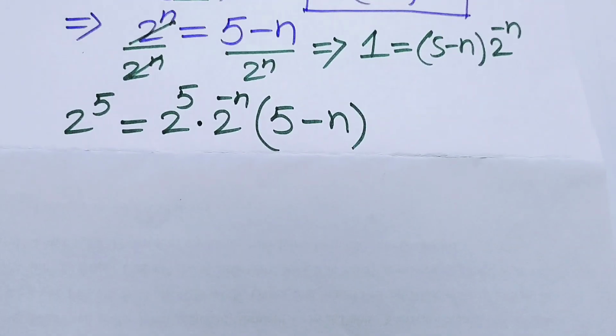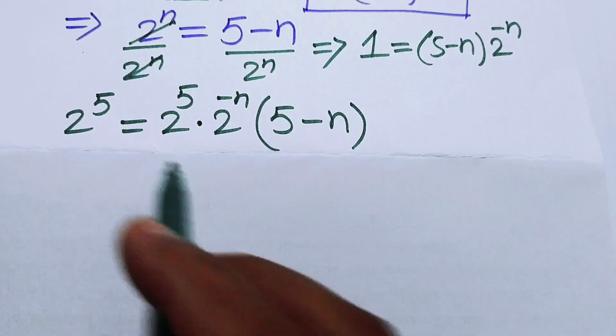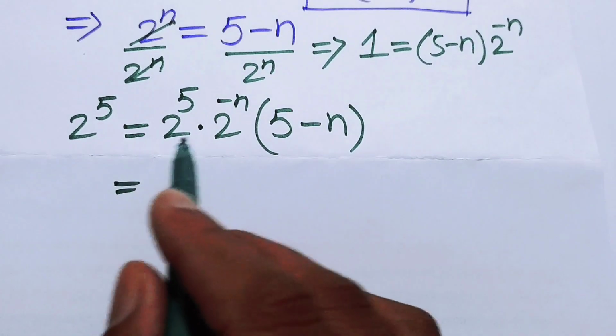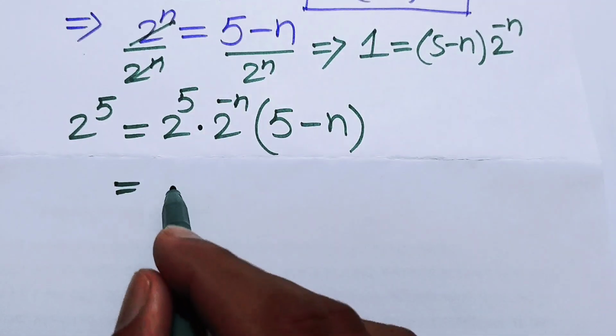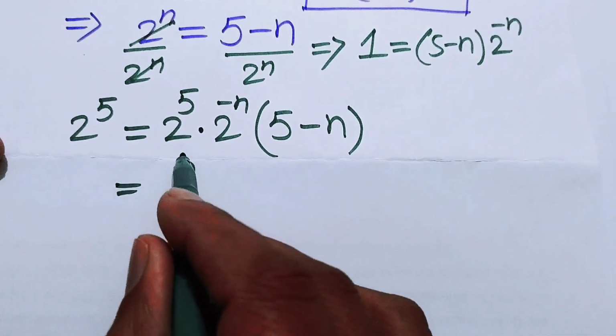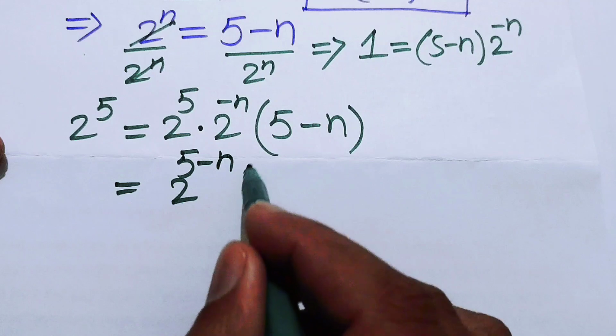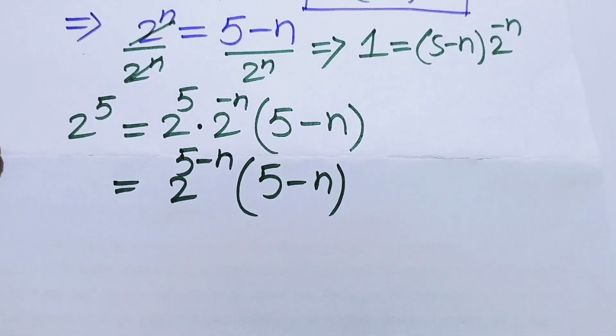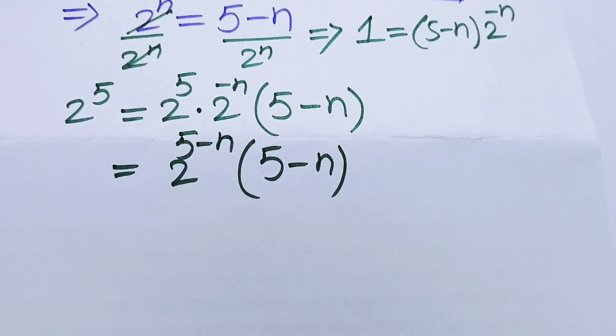After this step you make a little bit of simplification here, and you see that the bases are the same, so we add the exponents, and you get 2 to the power of 5 minus n times 5 minus n. And after this step we need to apply some properties of logarithm.